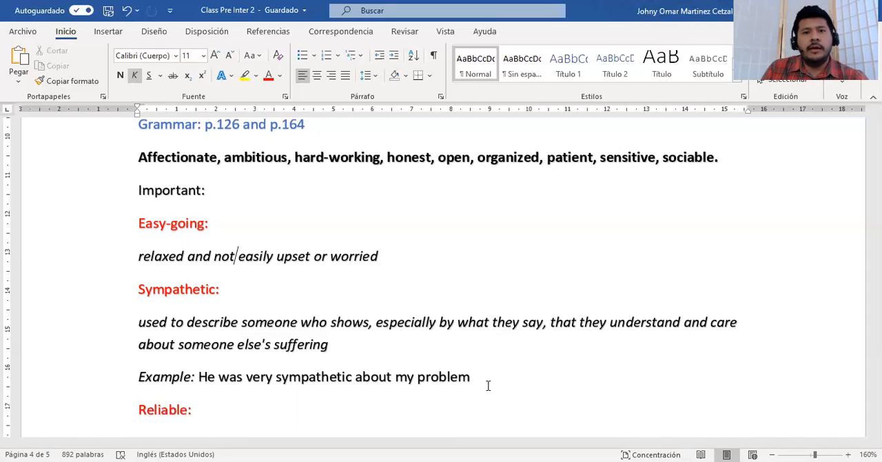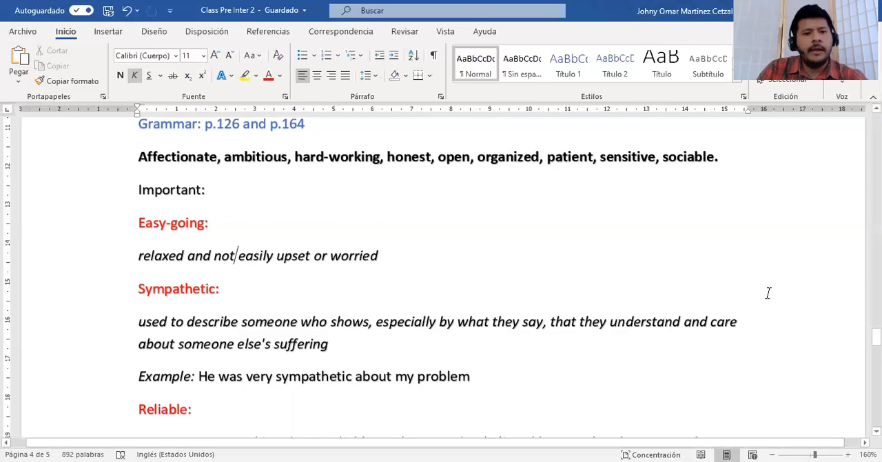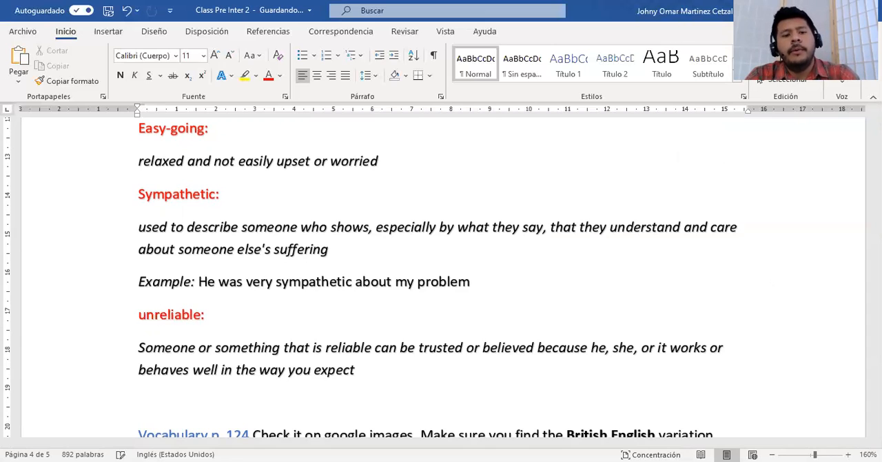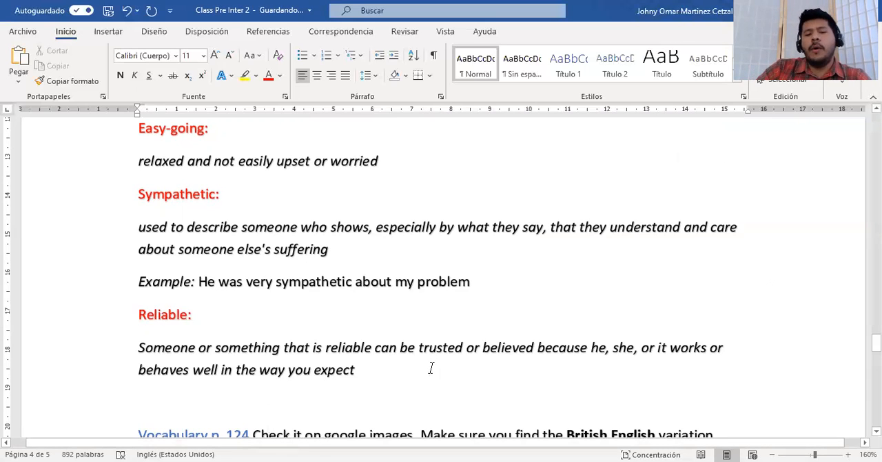Don't confuse it with the word in Spanish, simpático. That word means kind. Okay, so it's a false cognate. It's a different word. So be careful when using sympathetic. It's when you understand other people's feelings. And continuing, you've got reliable. Pronunciation is difficult sometimes. Reliable. The antonym is unreliable. Okay, so both are pronounced in a similar way. Reliable and unreliable. Okay, so the meaning of reliable is someone or something that can be trusted, or believed.